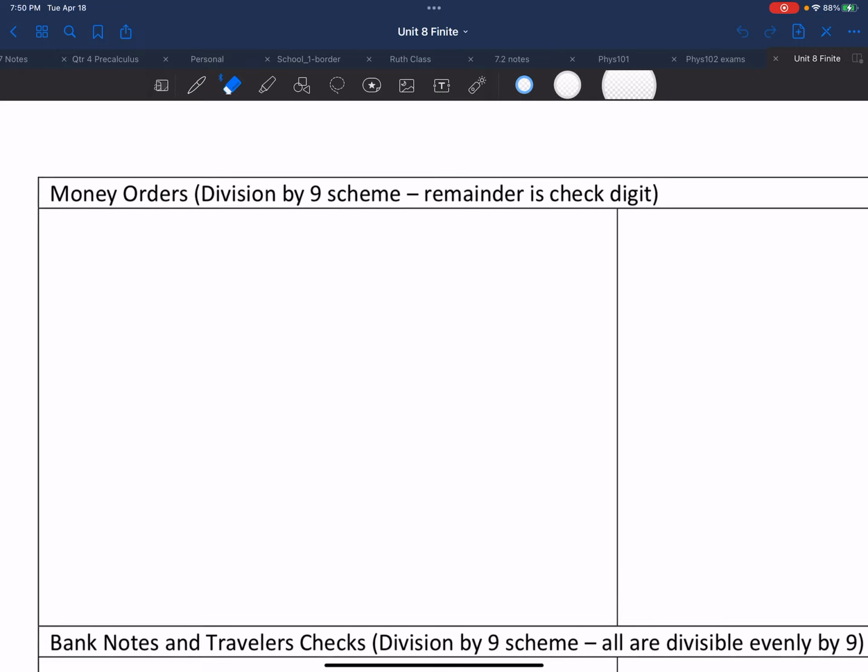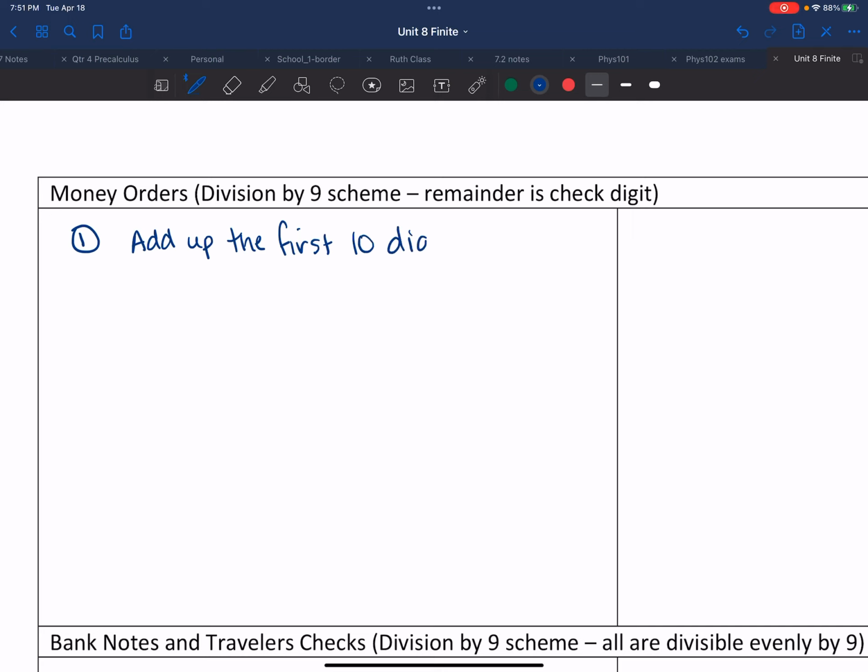Obviously, there's a division by 9 in there somewhere. So we have to have the rules that we're going to use in order to get this done. Step 1 is that we're going to add up the first 10 digits. Okay, that's our first step.